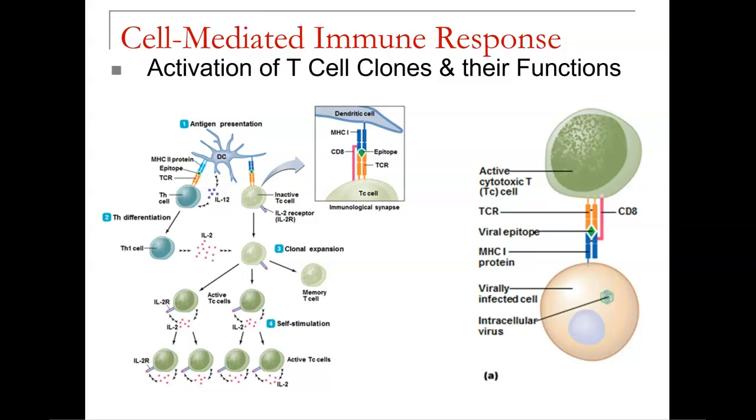And then you have self-stimulation. That's where daughter cells are going to be activated and produce receptors and signals that are going to allow them to leave the lymph node and to attack virally infected cells.